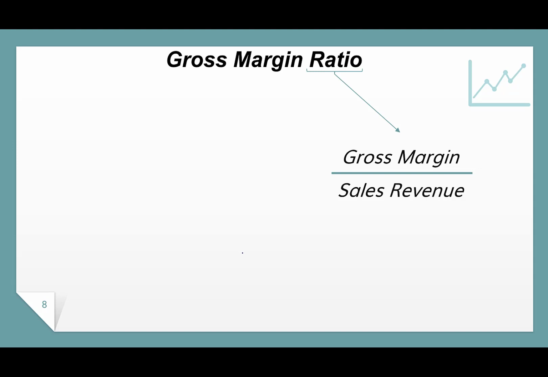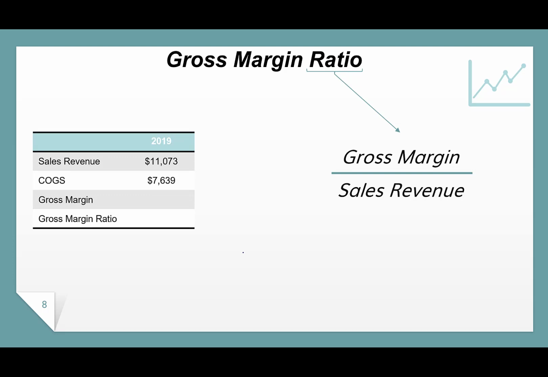So let's look at a specific example. This company has revenues totaling $11,073 in 2019. Their COGS was $7,639. The gross margin is revenues minus costs of goods sold, which equals $3,434. The gross margin ratio divides that $3,434 into the $11,073, and that gives us a gross margin ratio of 31%.